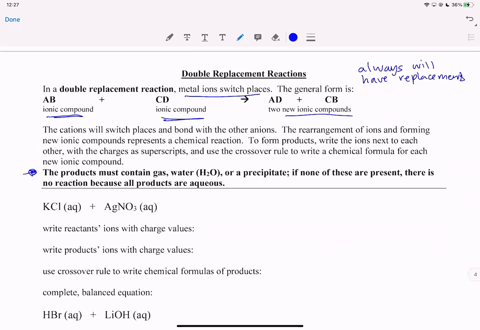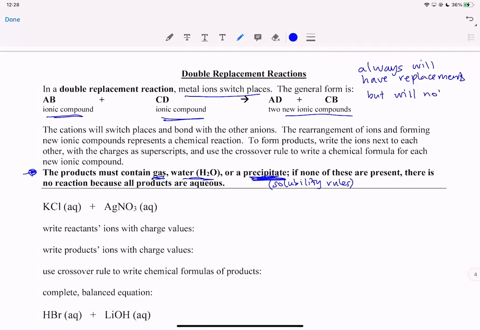Your products always have to have a gas, water, or a precipitate. Precipitate is the most common, and you figure out precipitate using those solubility rules. That's what we started with. But you have to look at the products. And if you have no gas, water, or precipitate, then that will be an example of no reaction.